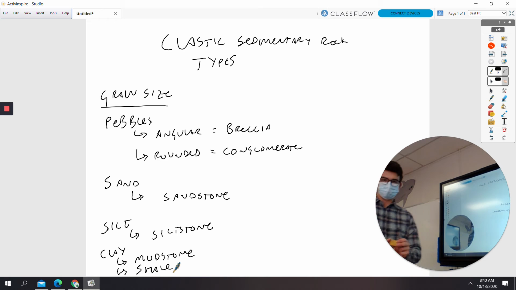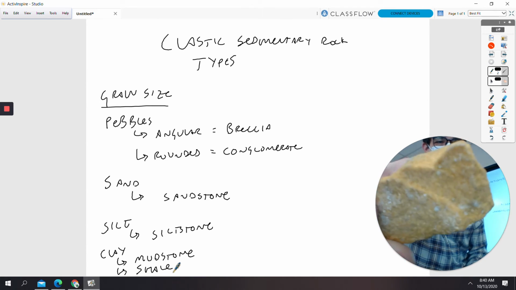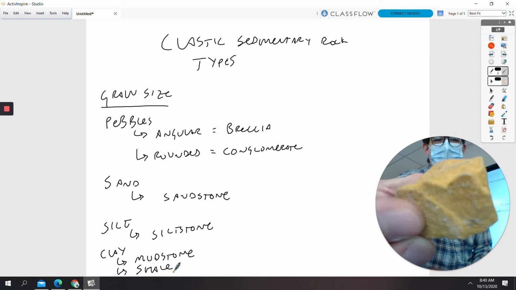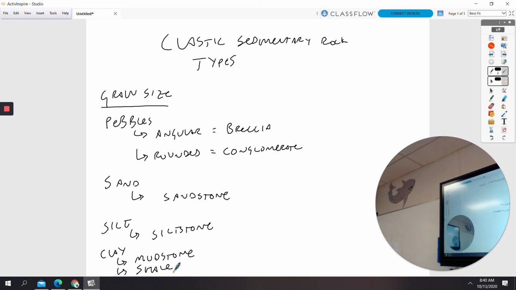This is an example of sandstone. Look, sand. You can't feel it, but I can, and it feels sandy. That's one way I can tell, actually. What's the second word? Shale.